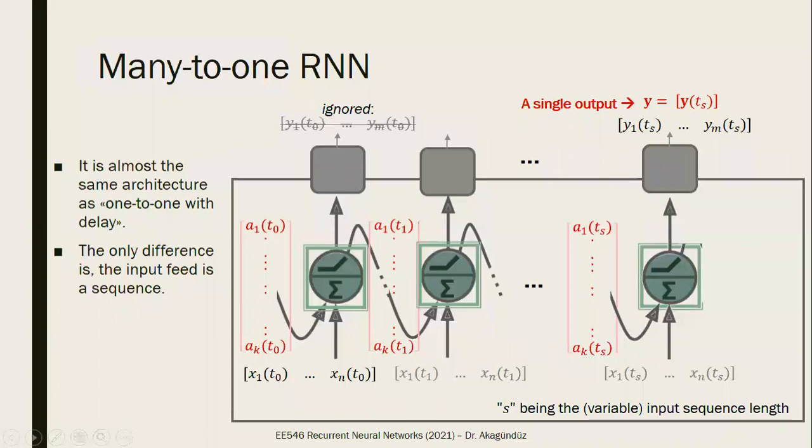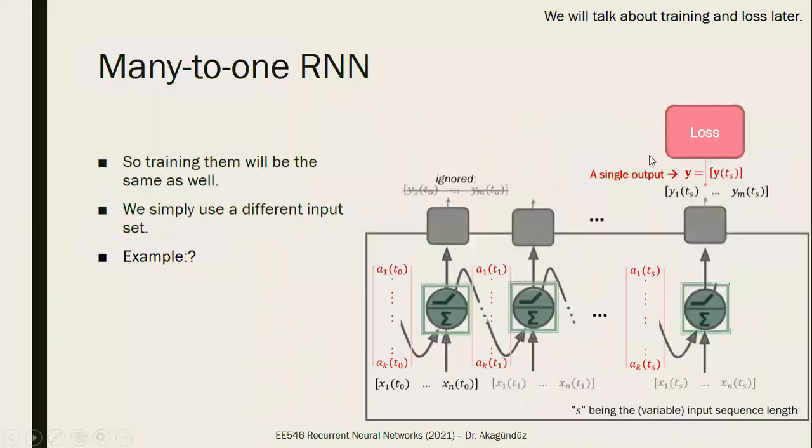Okay, so you're ignoring this output. Ignoring meant that you already know, we don't calculate a loss for that. Okay. So the training will then be the same. However, the input will be different. We simply use a different input. Example.